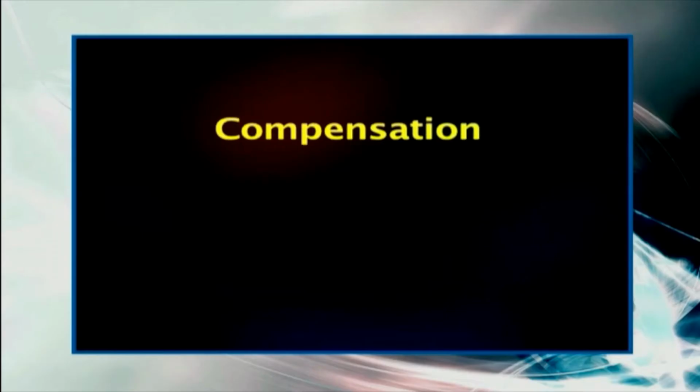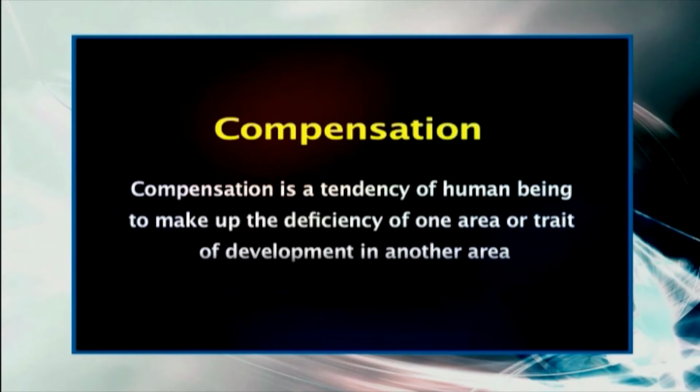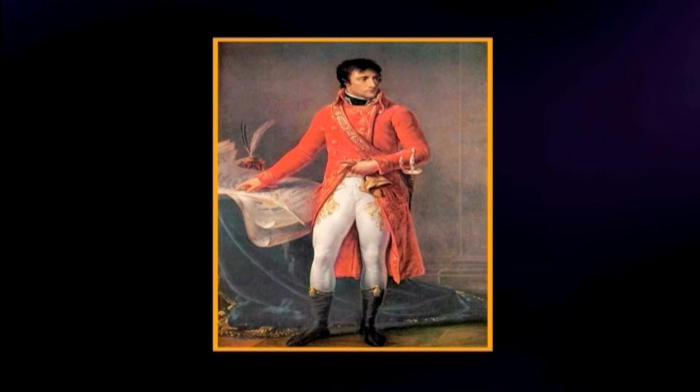Second is compensation. Compensation is a tendency of human beings to make up the deficiency of one area or trait of development in another area. When a person fails in one area, he tries to compensate for his failure by trying to succeed in another area. The most potent example is Napoleon's drive for power. Probably his short figure and feminine build created in him a sense of inferiority, which in turn made him a power monger.